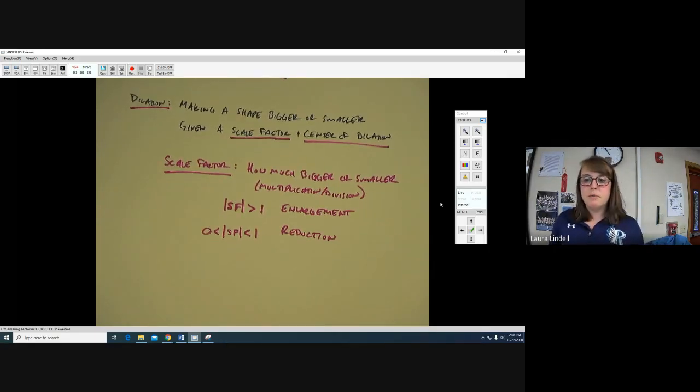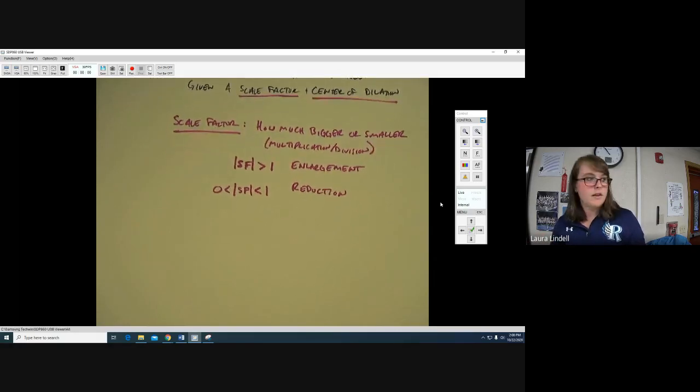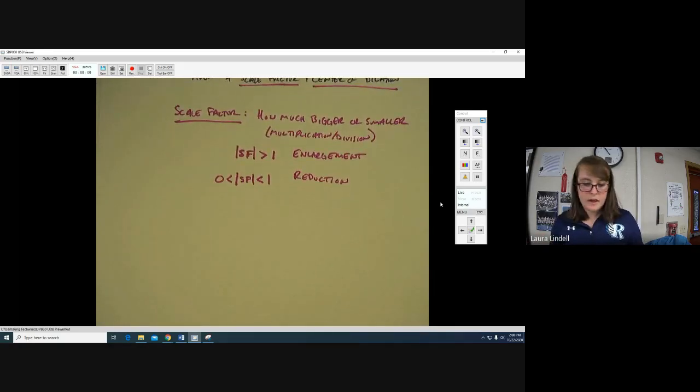The place that people tend to mess up with figuring out if something is an enlargement or a reduction is they don't read which shape comes first. You need to make sure that you pay attention to which shape you start with and which shape you end with. Okay, so that's scale factor.